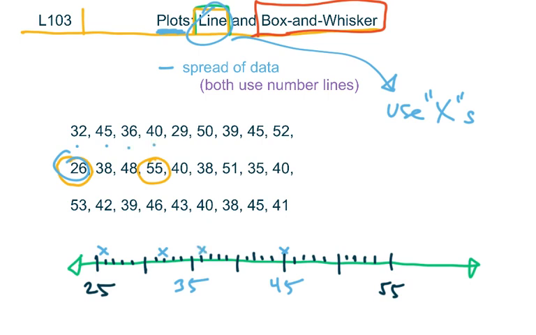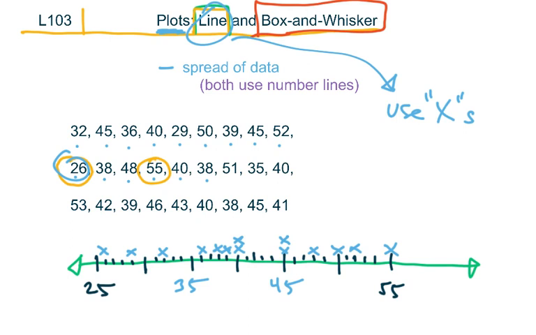36, boom, 40, boom, 29, boom, 50, boom, 39, boom, 45, boom, 52, boom. I already did my 26. 38, boom, 48, boom, 55, boom, 40, boom, 38, boom. You might start thinking that we're going to be able to tell mode. And right now it looks like 40 and 45 are fighting for mode.